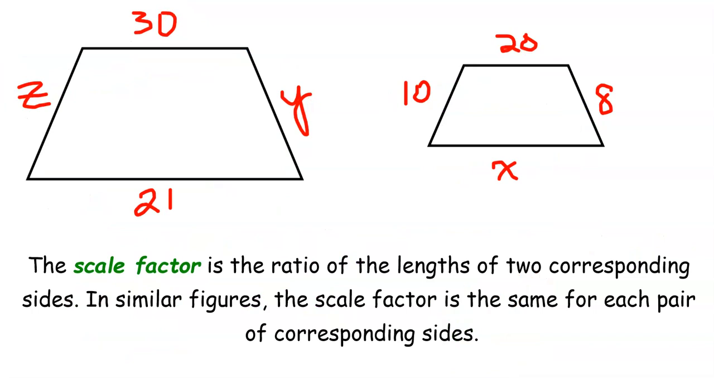Another thing we can do is talk about the ratio that is used to calculate the side lengths of one of the similar figures compared to the other. And that is something that we call the scale factor. It's the ratio of the lengths of two corresponding sides. In similar figures, if all of the side lengths are proportional, the scale factor is the same for each pair of corresponding sides. So go ahead, pause the video, write down the definition of scale factor, and then, as you might imagine, when you come back, you're going to calculate the missing values for x, y, and z.